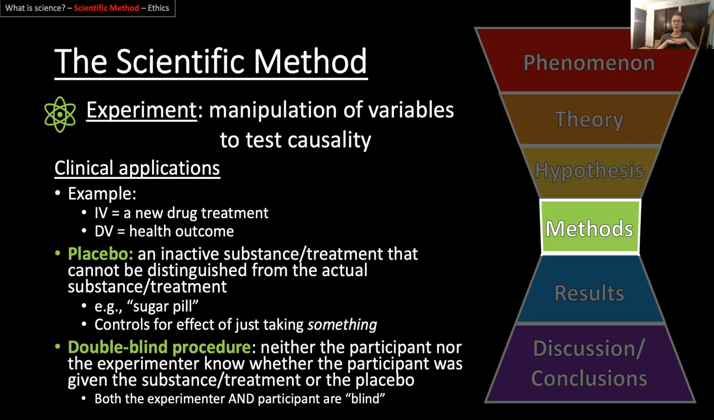So you want to be completely blind, both groups, double blind. Both the experimenter and the participant shouldn't know what's happening. And that way you can unbiasedly look at the results. That's what we call a double-blind procedure.